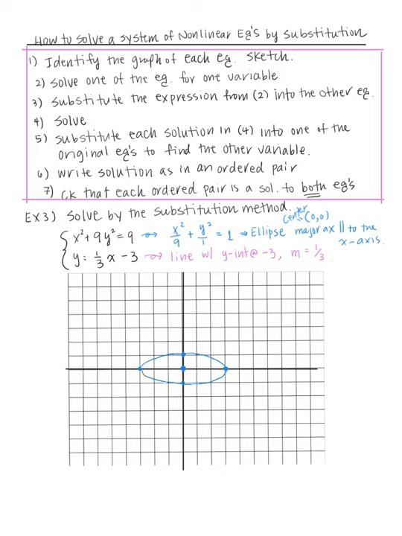All right, so this is our graph of x squared over 9 plus y squared over 1 equals 1. Now let's go with the line. We have y equals 1/3 x minus 3, so the y-intercept is -3. That's where the graph is going to cross the y-axis. So let's go 1, 2, 3. Wait, hold on. 0, 1, 2, 3. Okay, sorry, it's right here.